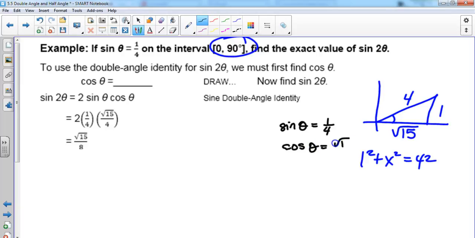Cosine is square root of 15 over 4. Okay, that goes here. Yes, I put a blank there, sorry. All right, so sine of 2 theta is 2, just the number 2, times the sine value, which was 1/4, times the cosine value, which is square root of 15 over 4. That winds up 2 square roots of 15 over 16. And the 2 and the 16, the guys outside here multiplied, can be reduced to just square root of 15 over 8.